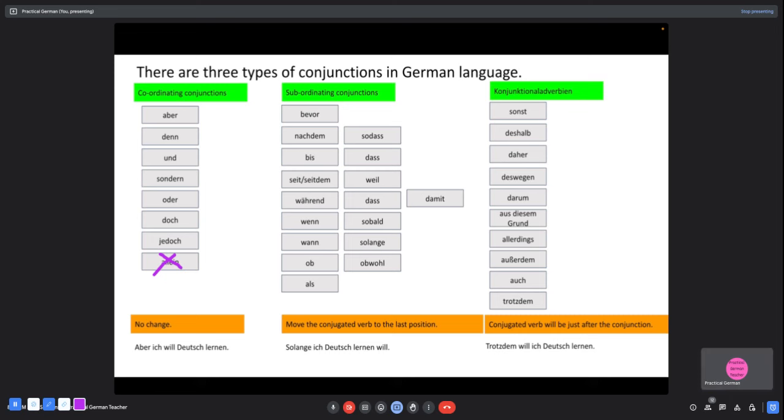"Obwohl" is "although". And "damit" is "because". It's not exactly because, you can think of it as "thereby". Okay, continue, please.